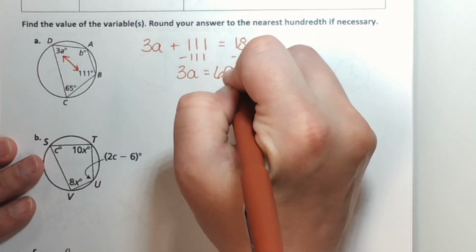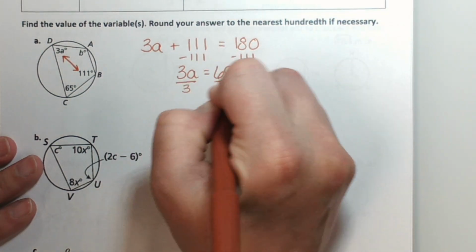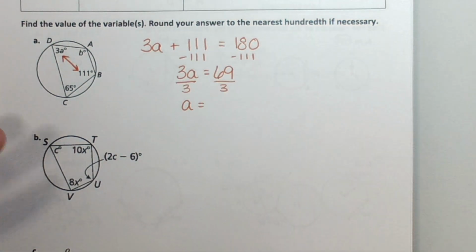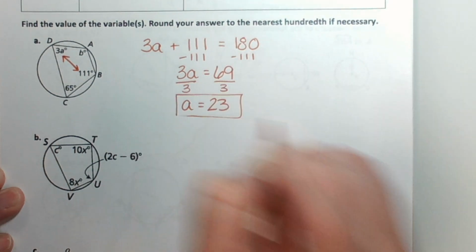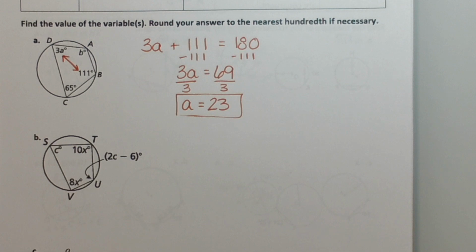And now what? Divided by 3. 23. Beautiful. I got the same answers. Am I done with this problem? Nope. Why not? Just have to find B. Still have to find B. There's two variables in this problem. This one's easy to find.